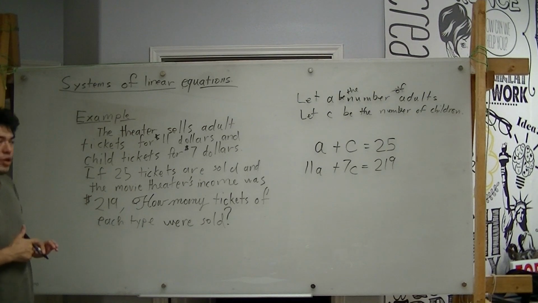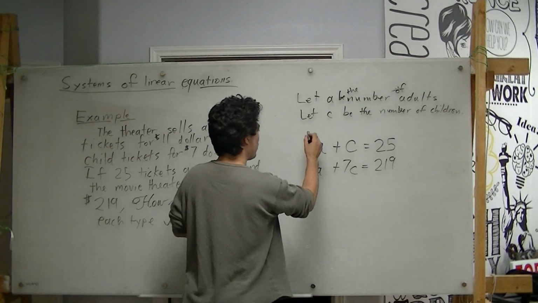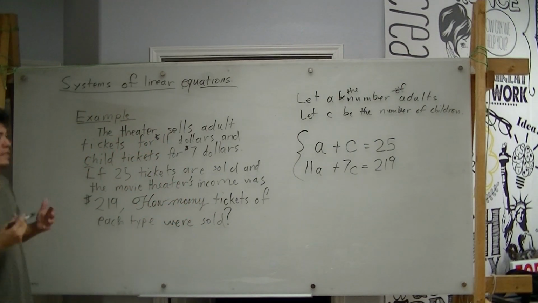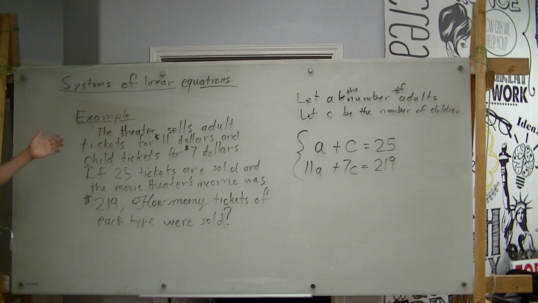So this kind of situation where we have to solve two or more equations at the same time for two or more variables is called a system. And in this case they're linear equations, so we're going to call them systems of linear equations. If they were not linear equations, they would be just systems of equations in general. Here we're going to focus on linear equations just to get an idea of how we solve them.